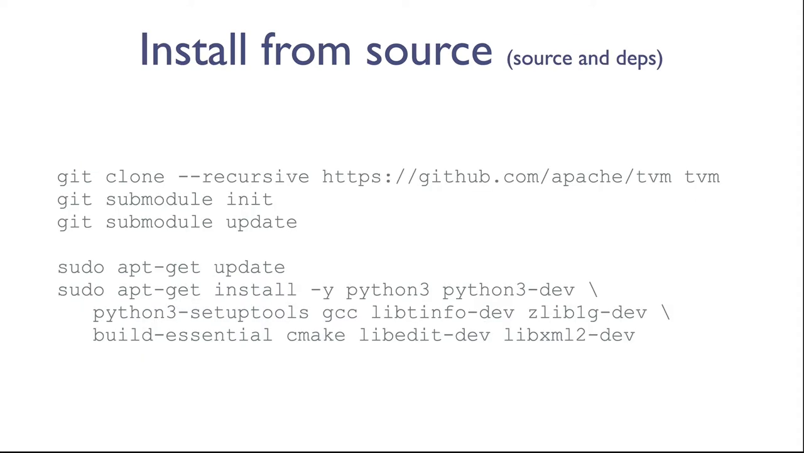Now, if you decide to install from source, you can do that by cloning the TVM repository and then doing a git submodule init and a git submodule update. From there, you can install the dependencies that TVM needs. And so this is Python 3, the Python 3 development package, GCC, CMake, and a number of other libraries that are required to compile TVM.